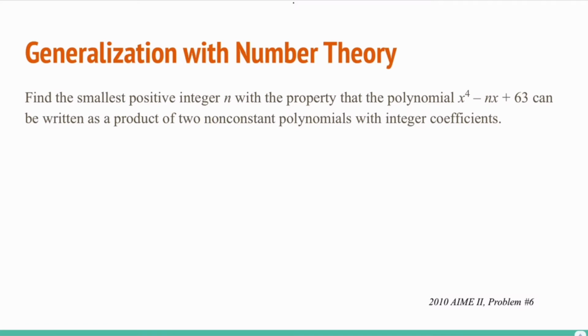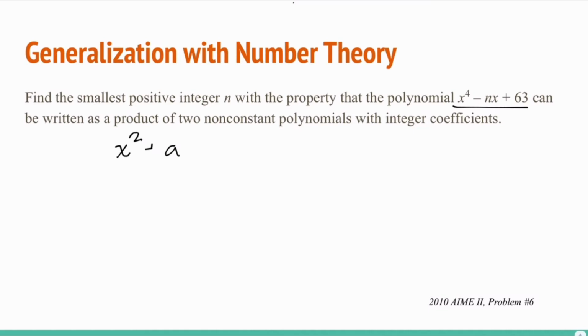Find the smallest positive integer n with the property that the polynomial x to the fourth minus nx plus 63 can be written as a product of two non-constant polynomials with integer coefficients. This polynomial, since it's a quartic polynomial, we can write it as a product of two quadratic polynomials or the product of a linear and a cubic polynomial. So let's start with the first one.